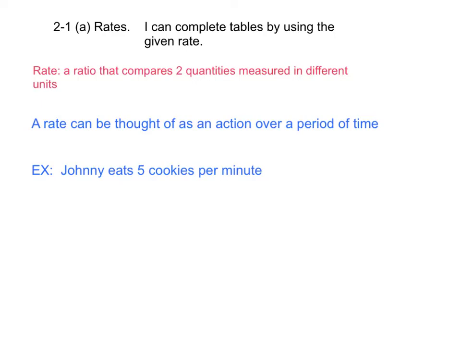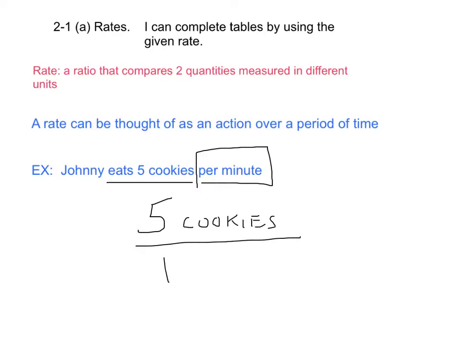So what we have is an example of what a rate would be like. Johnny eats 5 cookies per minute. Okay, so again, when I say action over a period of time, here's my action, Johnny eating 5 cookies, and here's my period of time, per minute. Okay, what I can do though is write every rate as a fraction. So this is really 5 cookies, my action, which is going to be my numerator, over 1 minute. My period of time is my denominator. So this is what my rate would look like. Johnny eats 5 cookies per minute is 5 cookies over 1 minute.